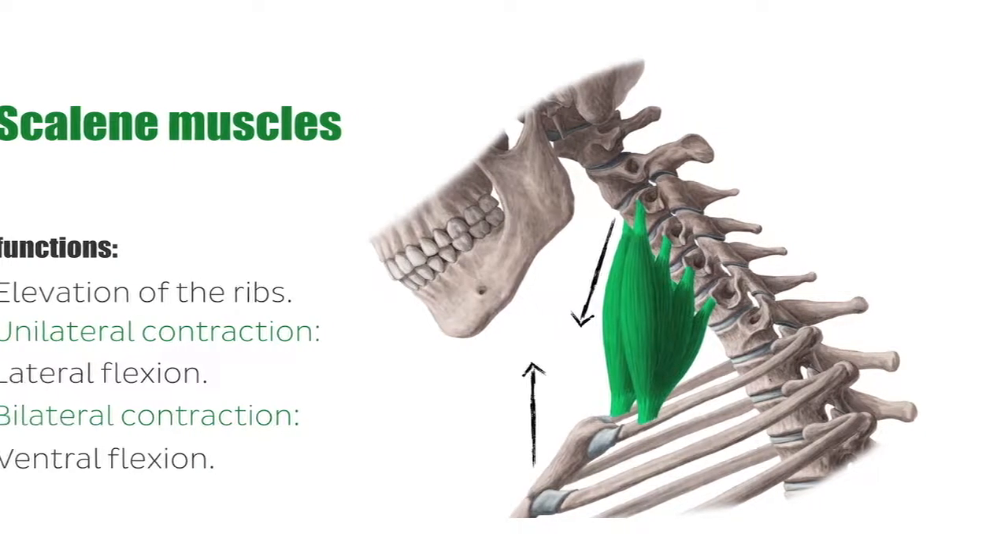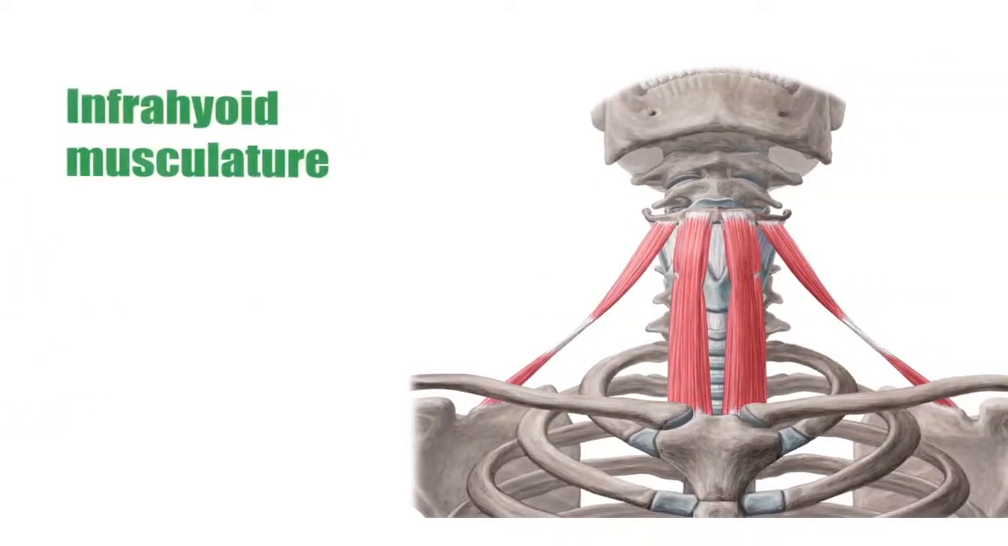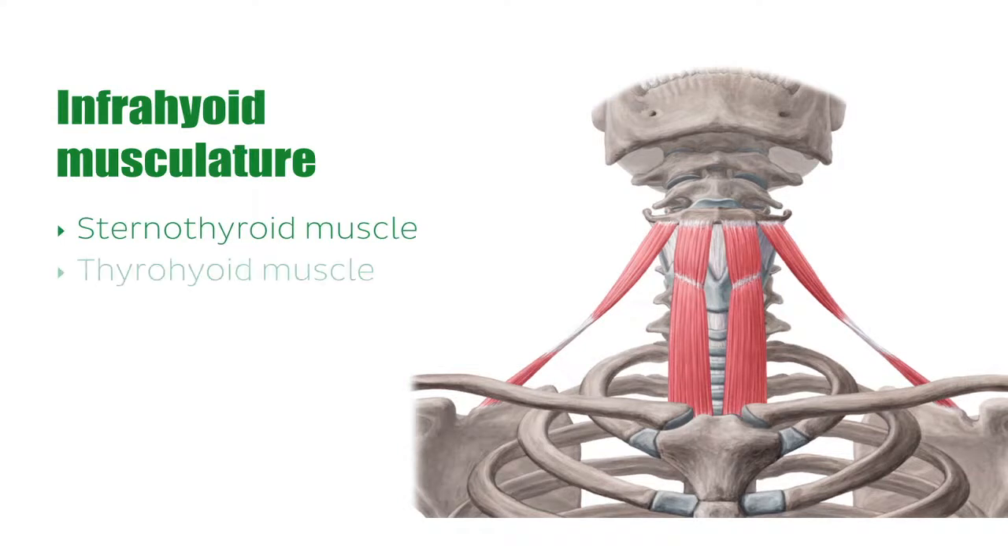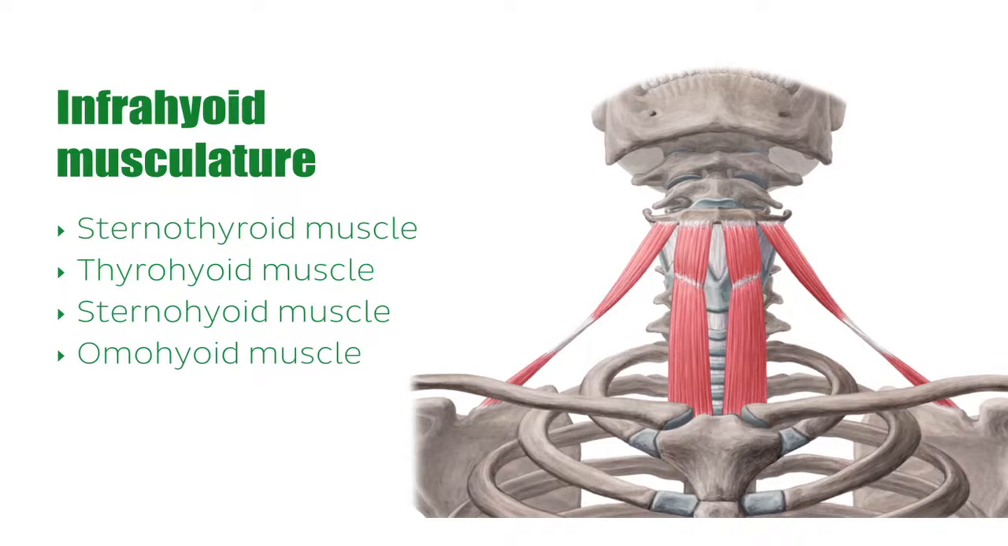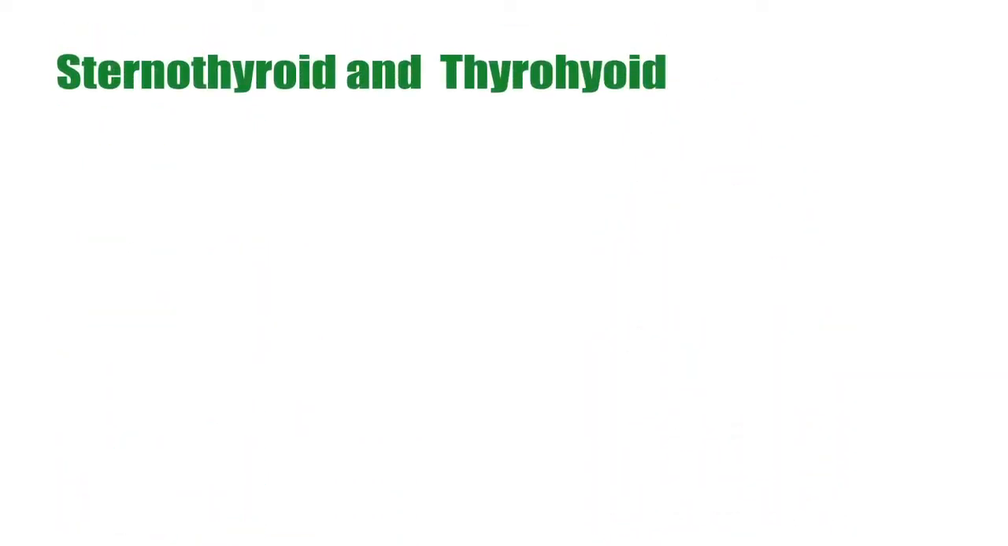We are now ready to move on to the next group of muscles that you see now on the screen. Now these are known as the infrahyoid muscles, and there is a list of 4 muscles that we need to go over: the sternothyroid, the thyrohyoid, the sternohyoid, and the omohyoid. Now do not panic. These names are a bit tricky, but they kind of offer you clues on where these muscles are going to be attaching to. And without further ado, let's continue on to the first ones on the list, the sternothyroid and the thyrohyoid.